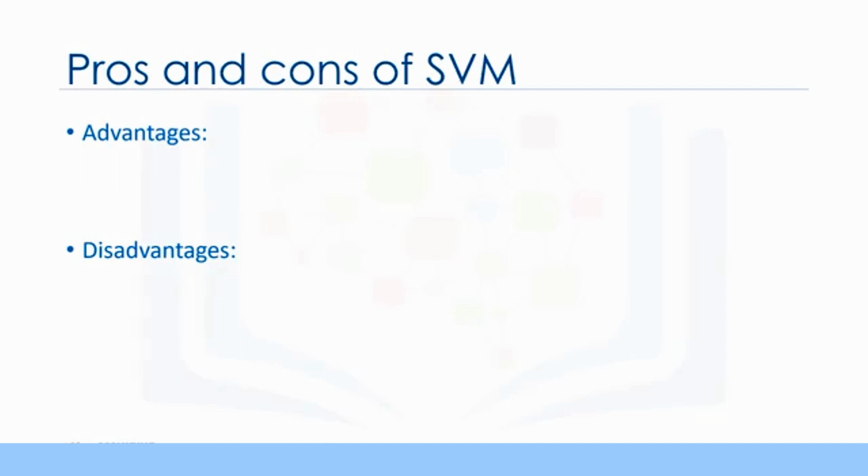The two main advantages of support vector machines are that they're accurate in high-dimensional spaces, and they use a subset of training points in the decision function, called support vectors, so it's also memory efficient.